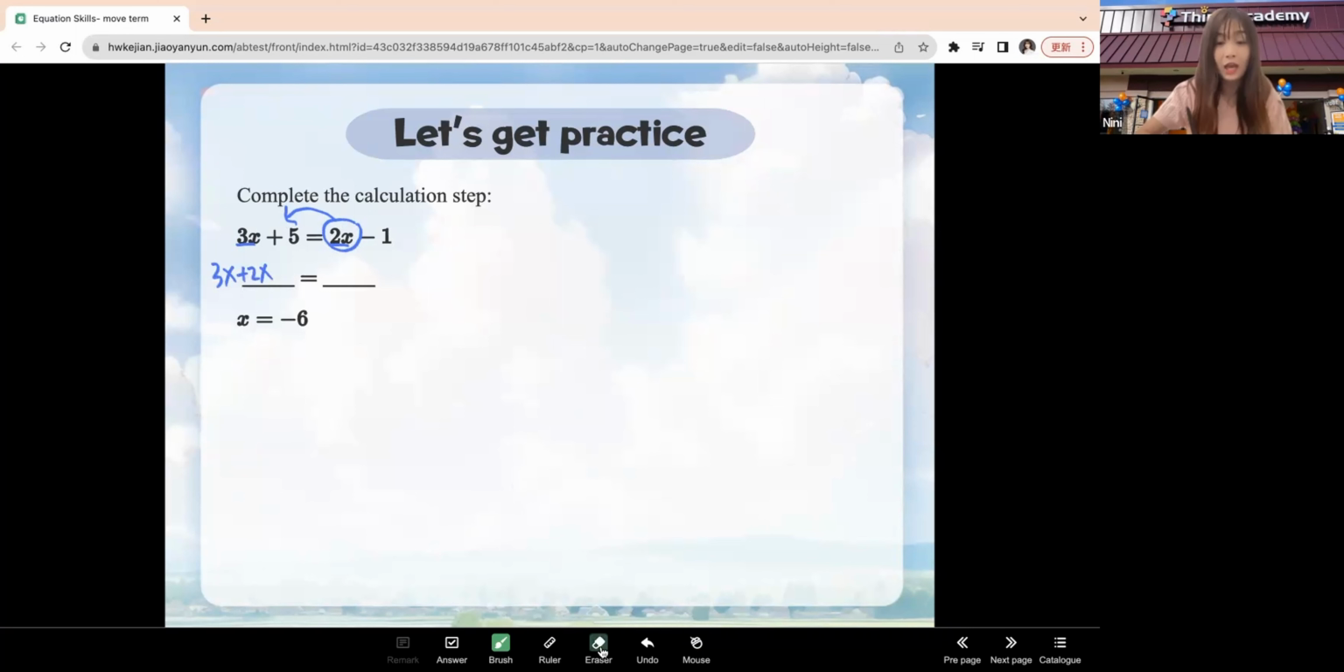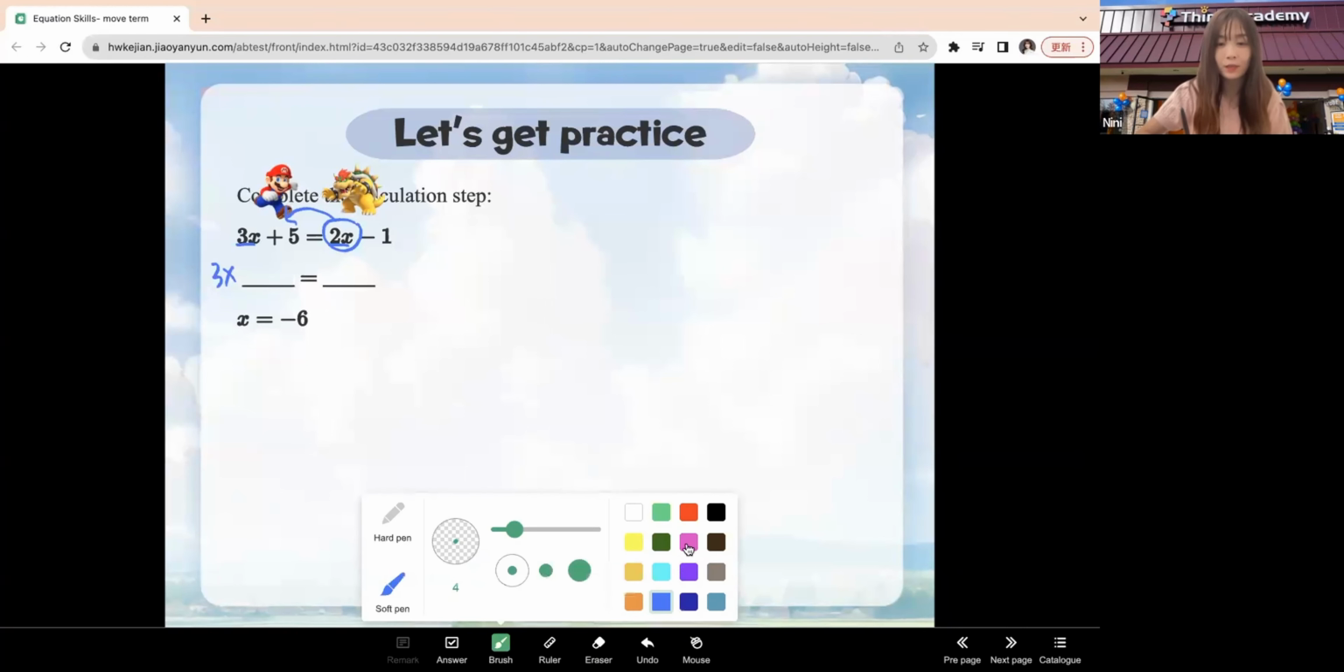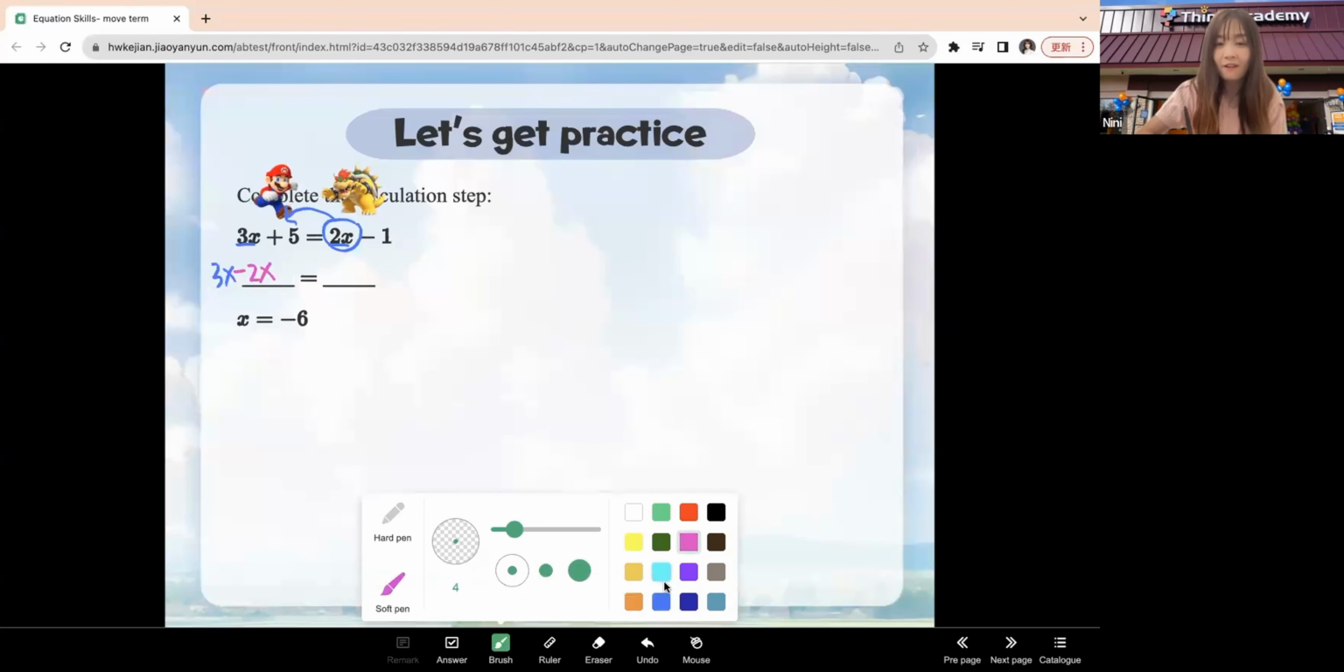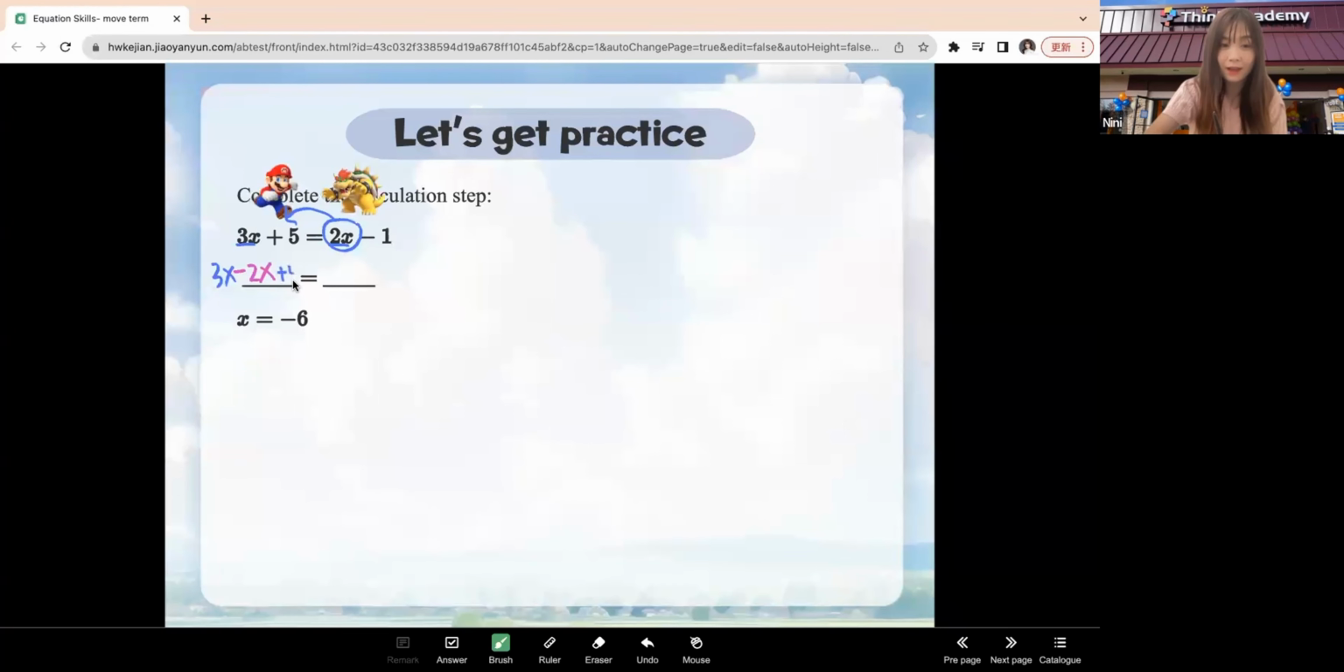Not really, because 2x joins the other team, right? If it joins the other team, it has to change its sign from plus 2x to become minus 2x. This step is very, very important, okay? All right, so we have 3x minus 2x plus 5 is equal to -1.